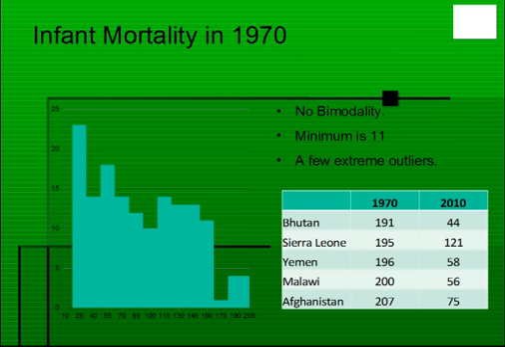For the sake of comparison, now we draw the histogram for the same data, infant mortality, but in 1970. The histogram is drawn in the same way, but now the top value goes up to 210 and the bottom value is around 10. So actually infant mortality has decreased quite a bit in the 40 years from 1970 to 2010.